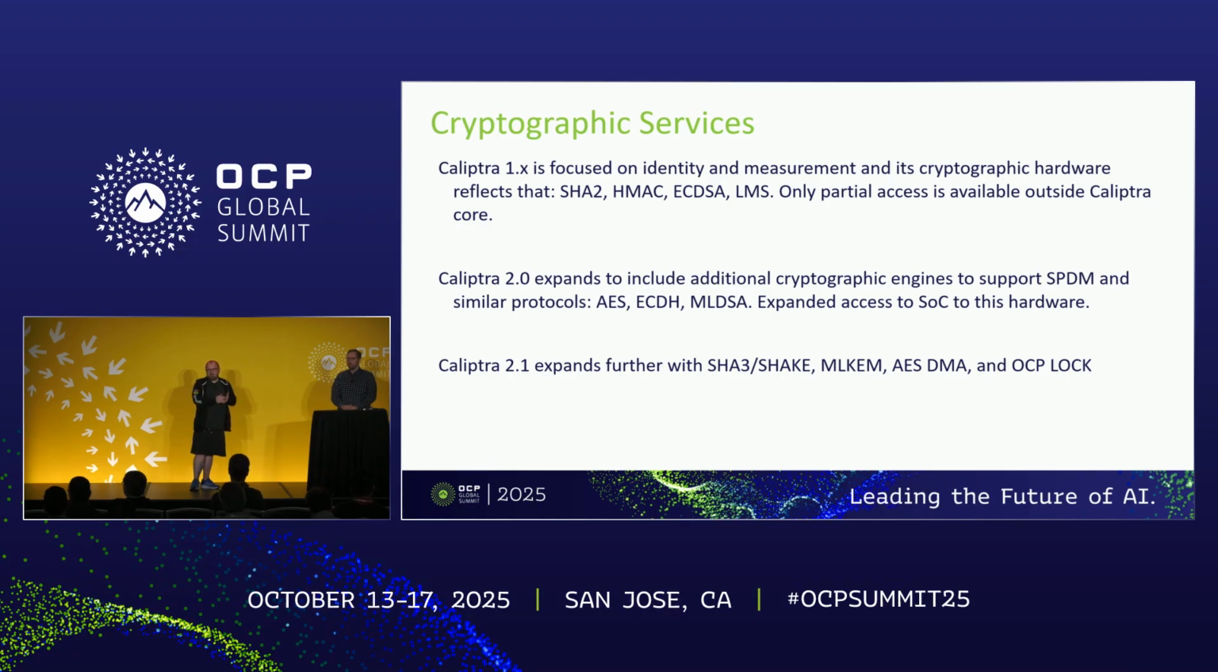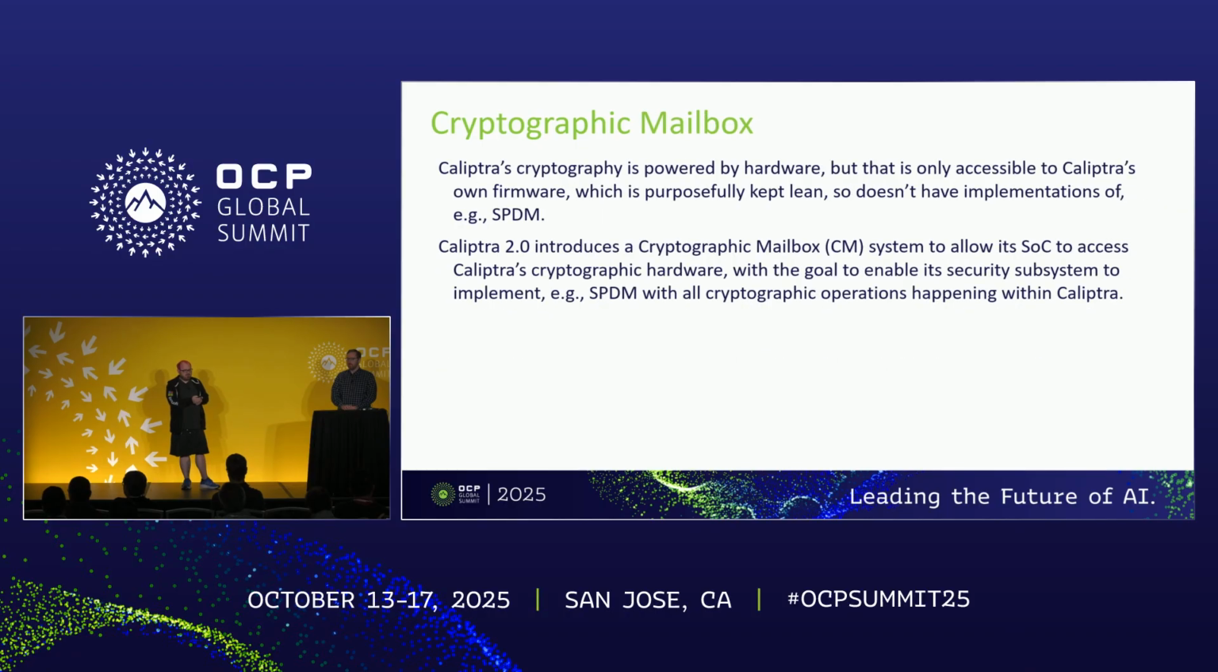DMA, so that you can use AES in a little bit more performant manner, as well as OCP lock, which we've talked a lot about. The way we've now exposed that in 2.0 going forward is through a system called the Cryptographic mailbox. So this allows you to use Caliptra core as a cryptographic accelerator, and it provides a relatively orthogonal set of APIs that can be used over its mailbox to do cryptographic operations.